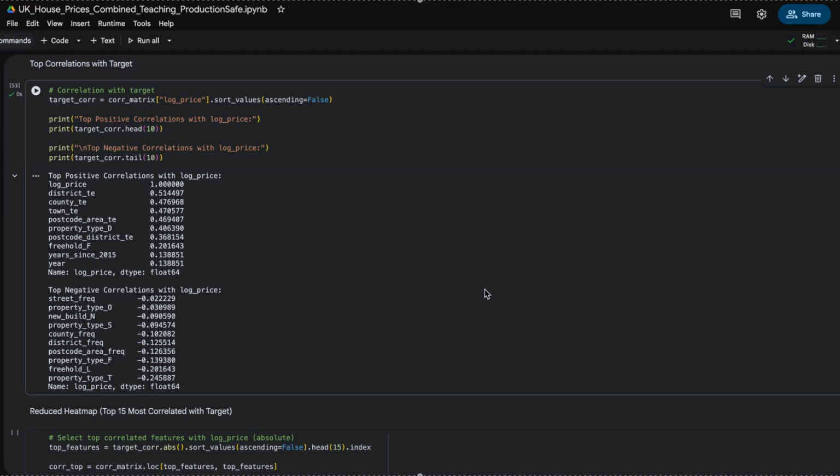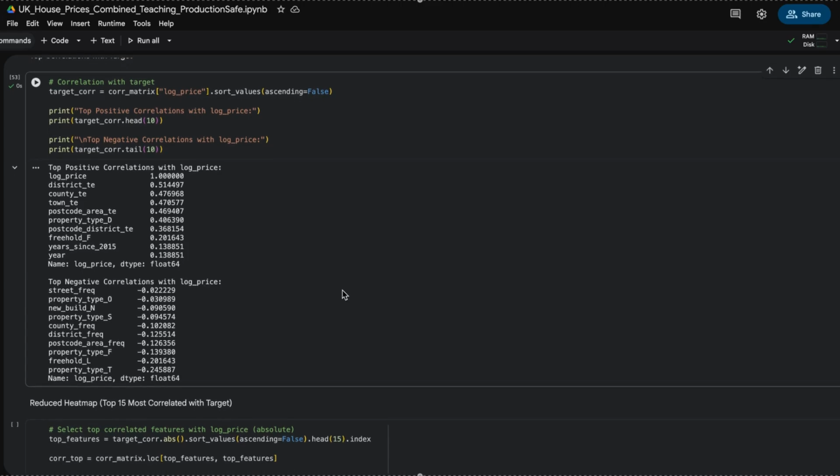Let's now isolate correlation with log price. Here we can clearly see which features have the strongest linear relationship with the target. Typically, we observe target encoding features among the strongest predictors, year-based features showing upward trend, and some one-hot encoded property types contributing signal. But correlation analysis is not only about target relationships.